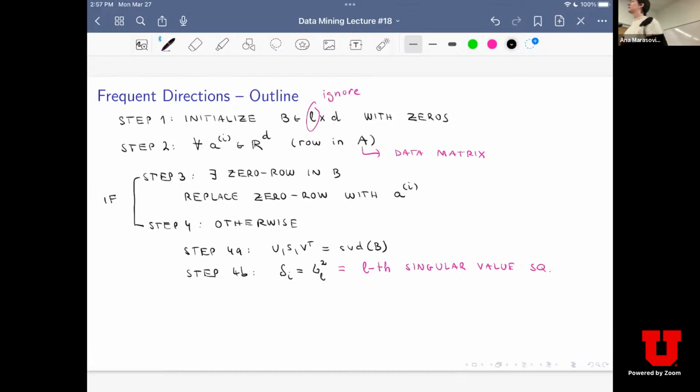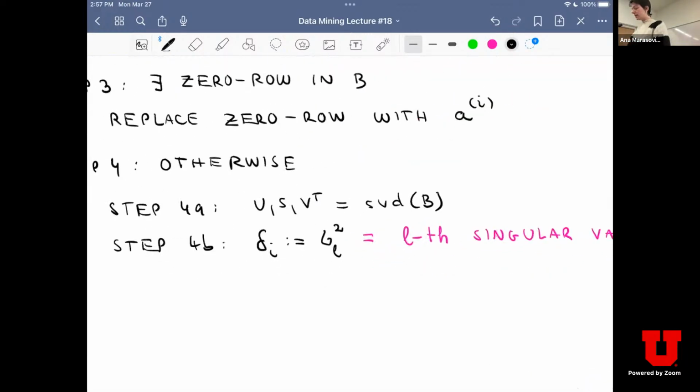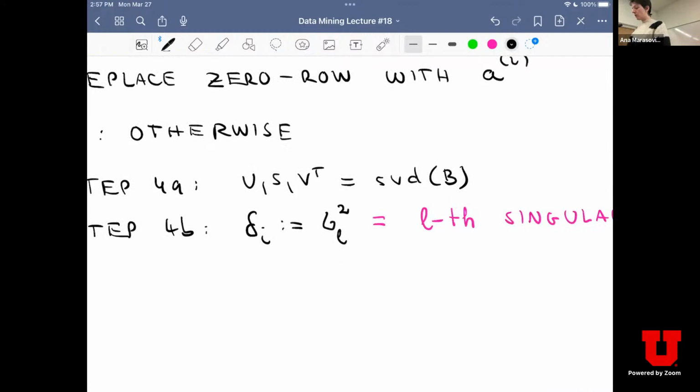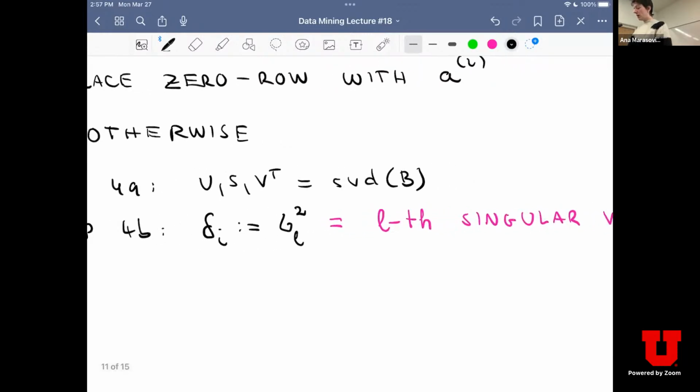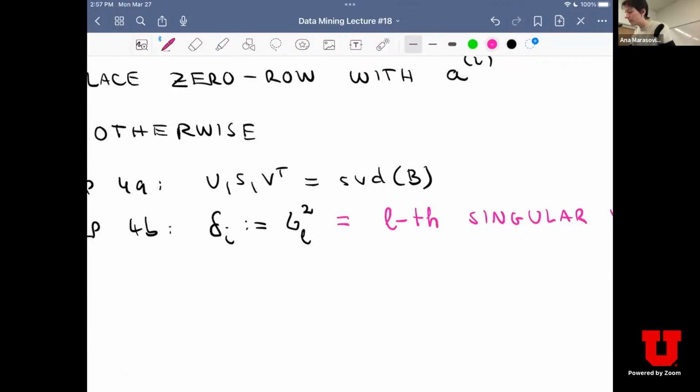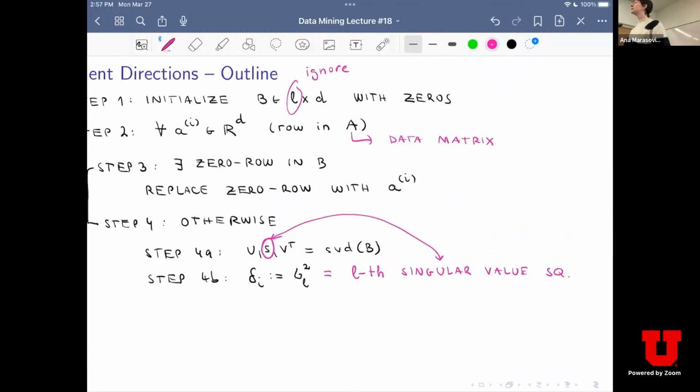Can you repeat step 4B? Step 4B, yes. So this is delta_i. It is a value we are defining, and it's going to be set to the value of sigma_L squared. Sigma_L is the L-th singular value, and singular values come from here, because we have done SVD decomposition in the previous step. So this is where you get your L-th singular value. Is that clear? Great.